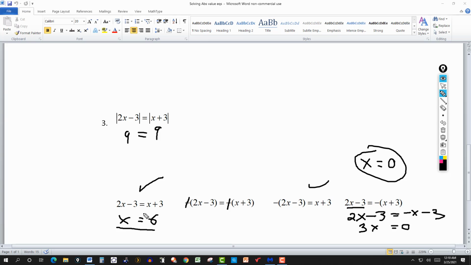So these are my two solutions. And you can check it over here. Put a 0 where the x is. I get over here on the left, the absolute value of -3 is 3. And I put a 0 on the right side over here. 0 and 3 is 3. Absolute value of 3 is 3. 3 equal to 3. That checks.